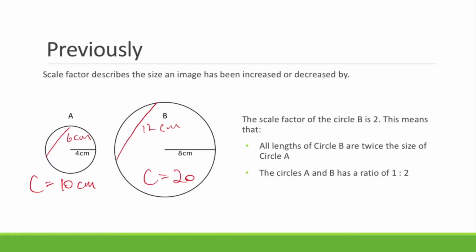Another way to describe that is using ratios, and we can say the ratio is 1 to 2. Now, when we do ratios, make sure they're in order. See how it says circles A and B have a ratio of 1 to 2. If it was B and A, it'd be 2 to 1.